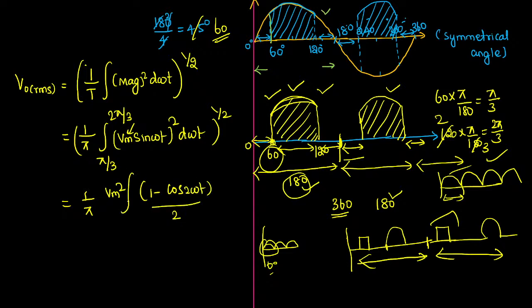Sir, why are you writing like this? Because we cannot directly integrate sin square omega t. So I am writing its alternative format in order to complete the integration. Sin square omega t, we cannot integrate as it is.